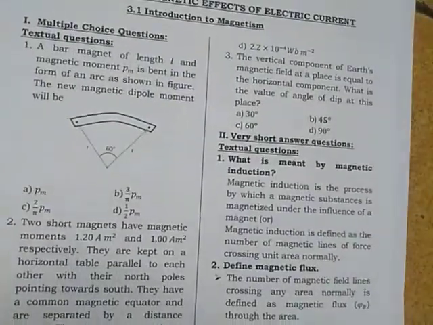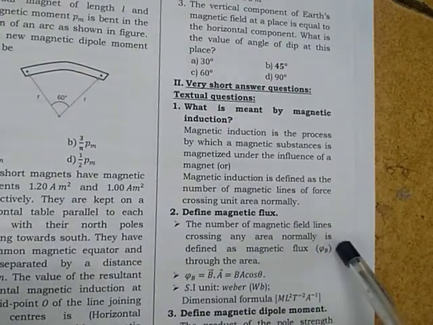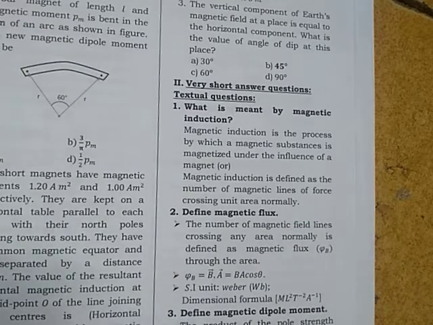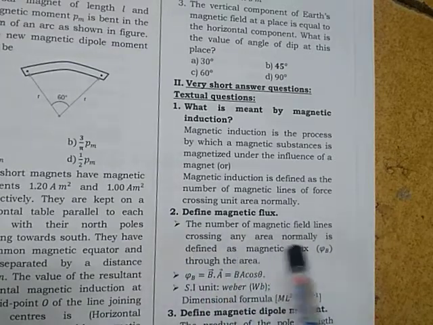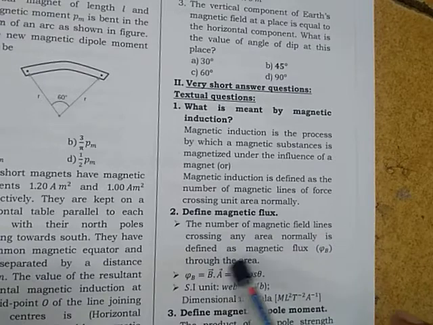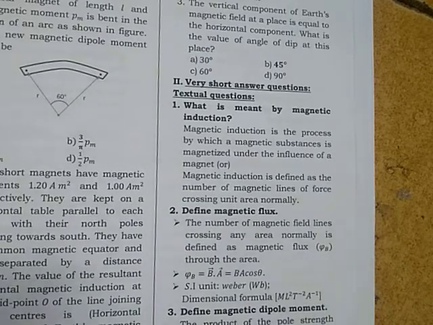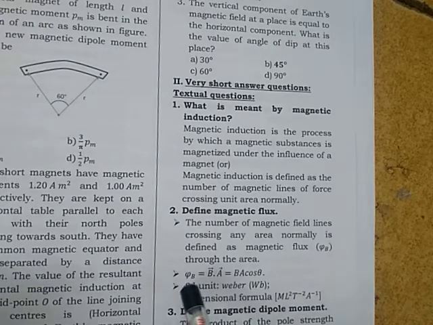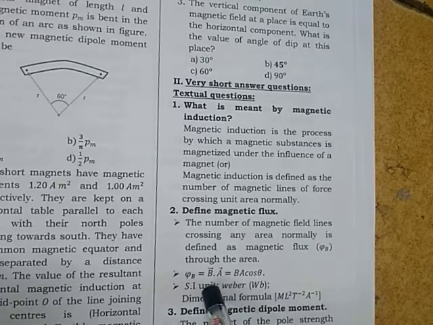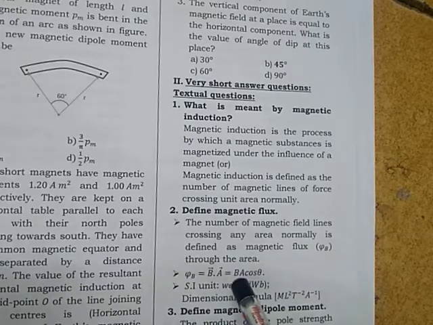Magnetic flux is the number of magnetic field lines crossing any given area that is normal to the surface. The number of magnetic field lines crossing any given area normally is defined as magnetic flux. That is the same as electric flux; in electric flux we consider the electric field lines, here it is magnetic field lines. So the magnetic flux is defined by the symbol phi b is equal to B vector dot dA vector. Here it is a dot product of two vectors, so phi b is a scalar. The dot product can be represented as BA cos theta.